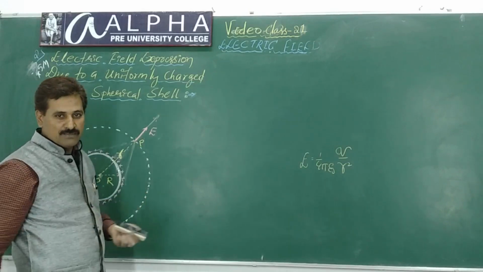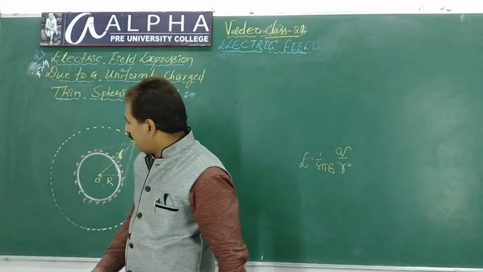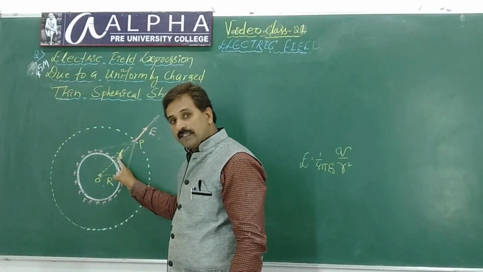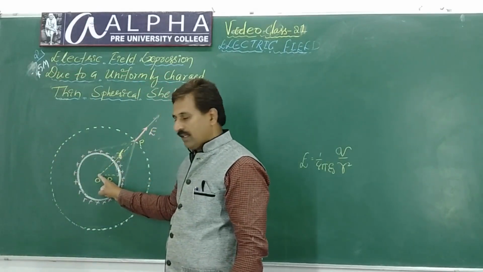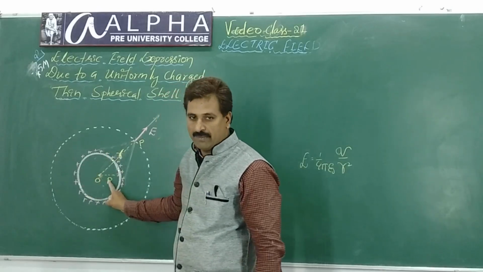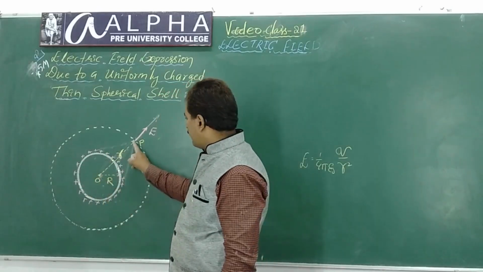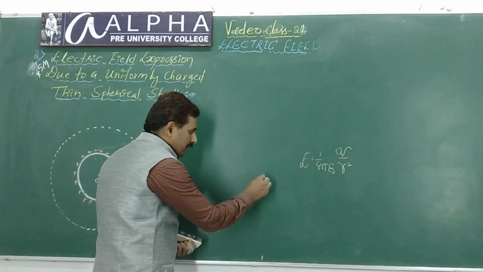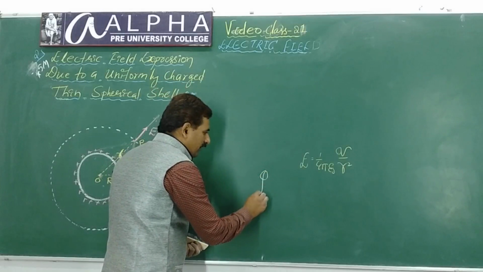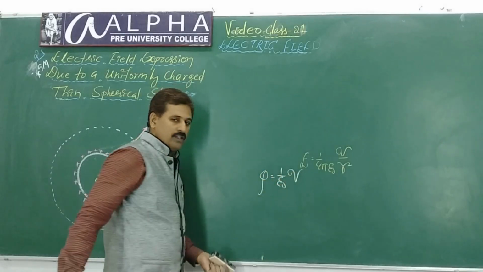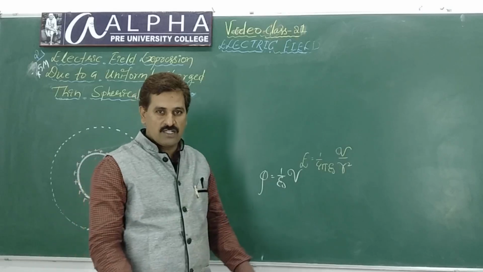Students, you may be wondering why you have drawn this dotted spherical surface. To apply Gauss theorem, you are finding the electric field at point P, distance small r from the center of the spherical charged shell of radius capital R. To find the electric field at point P using Gauss theorem. What is Gauss theorem? Again, electric flux equals 1 by epsilon 0 times the charge enclosed. Where is the enclosed charge?